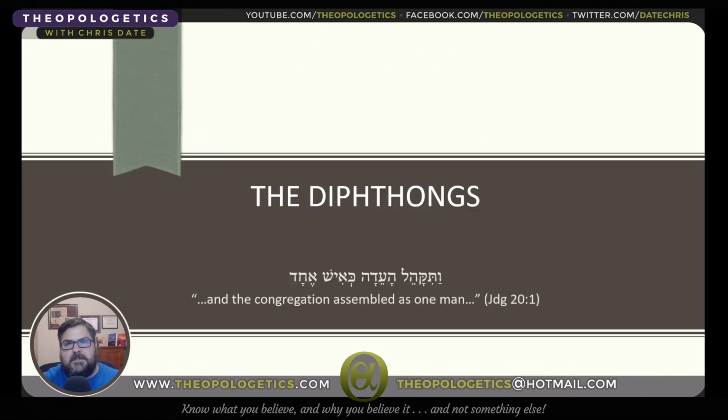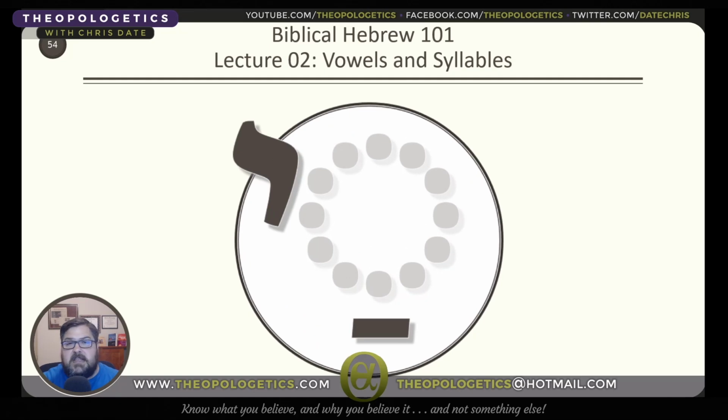Now let's move on to diphthongs. Remember, diphthongs are easily confused with maters, with vowel letters, because they combine vowel signs with consonants. But these are not maters. These are not vowel letters. These are diphthongs, meaning they combine two sounds into a single syllable. So let's go through these. And these do not have names. I'm only showing you these so that you know how to pronounce them.